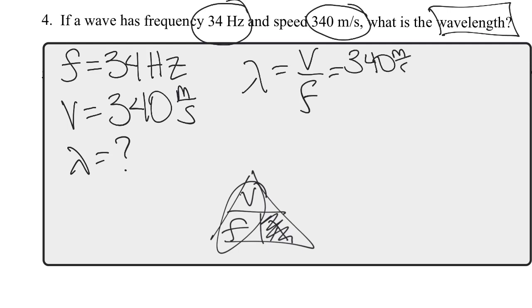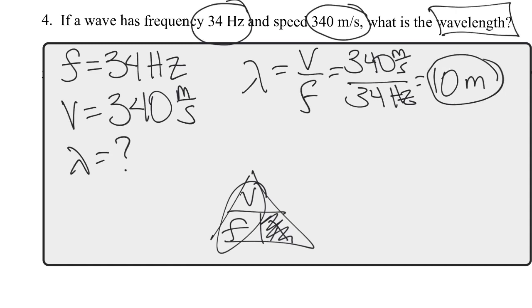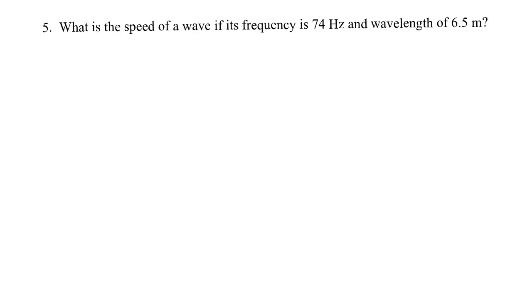340 meters per second divided by 34 hertz. Hey, 340 divided by 34, that's pretty nice. That's 10. And what are our units? Our units are whatever the units for lambda should be. So we've been dealing with meters, seconds, hertz. Okay. And it is meters. There we go.